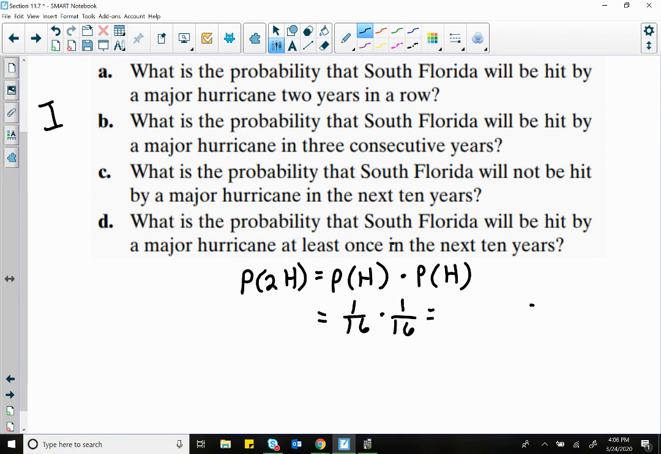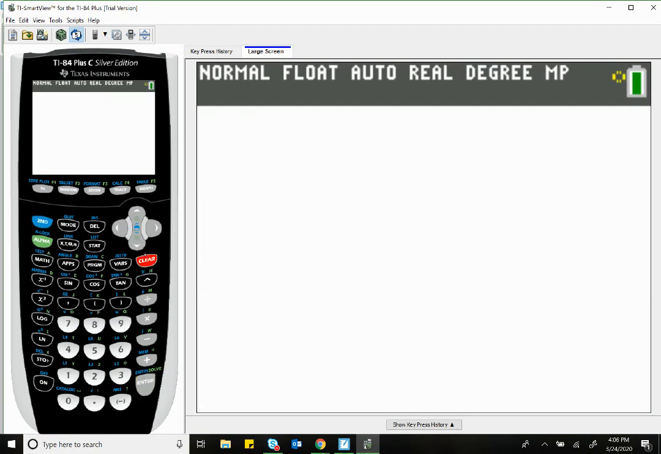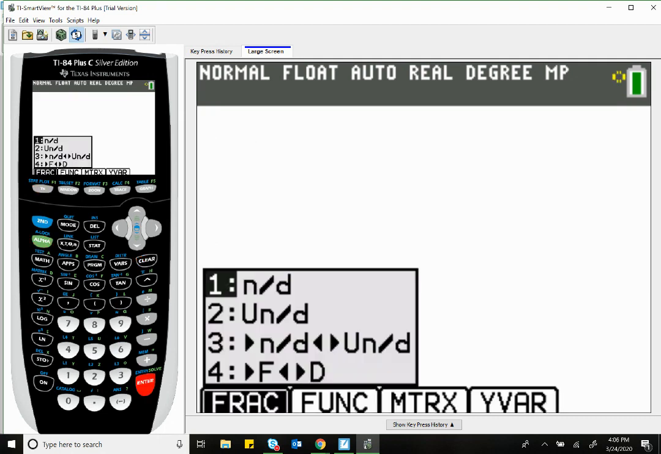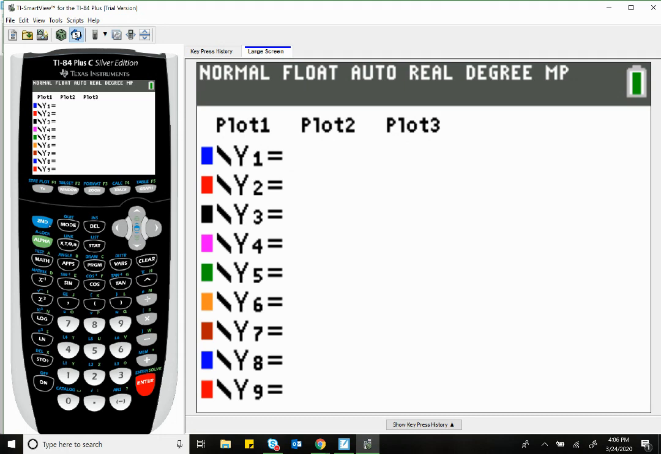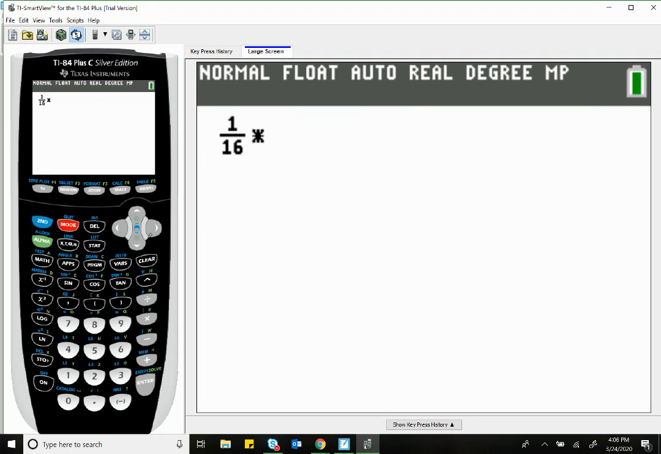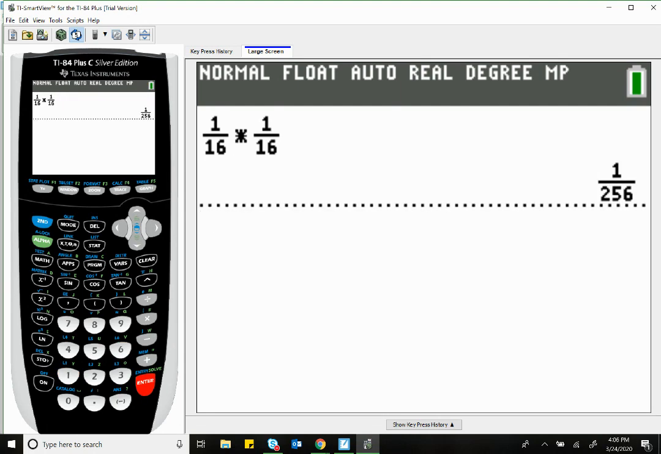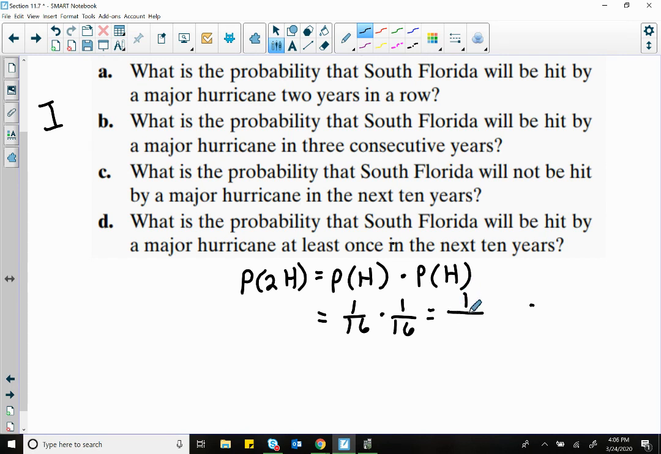Alpha y equals, and I do want to put this on the calculator. I do want to show this one. So alpha y equals 1/16 times alpha y equals, second quit. Scrolling all the way over. Alpha y equals 1/16. And there is our probability, 1 out of 256. Okay? And that is part A.